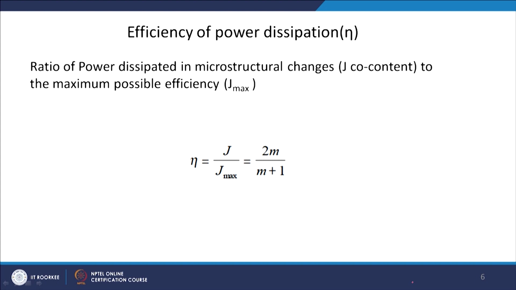What it says is the ratio of power dissipated in microstructural change, J co-content, divided by the maximum possible, which is J max, which is half sigma epsilon dot, as I just told you. So, if you do a little bit of mathematics here, J is coming from a real system and J max is coming from an ideal system. If I take this ratio, I should be able to say what is the efficiency of my material, under certain processing conditions, to dissipate energy for microstructural change.